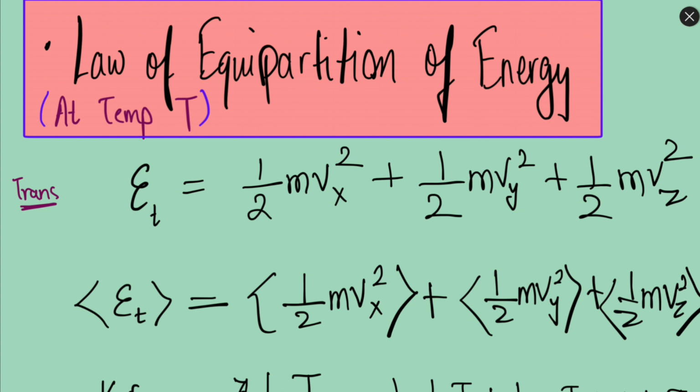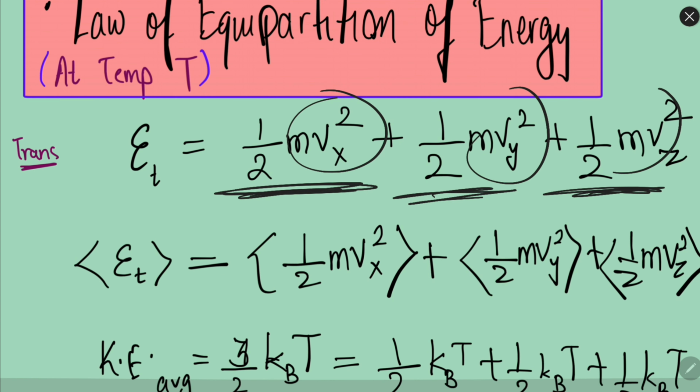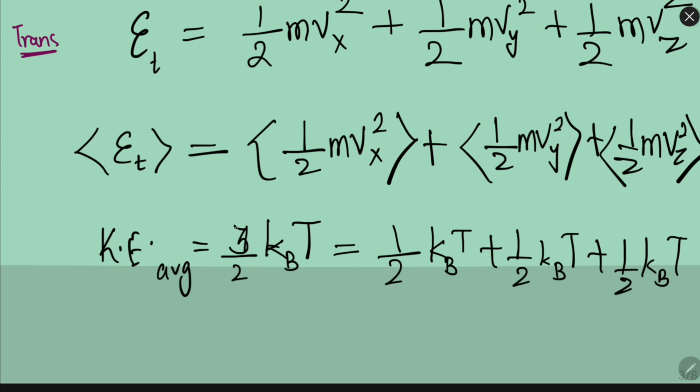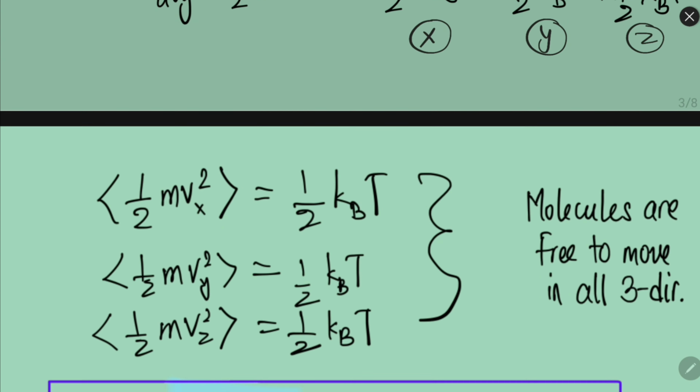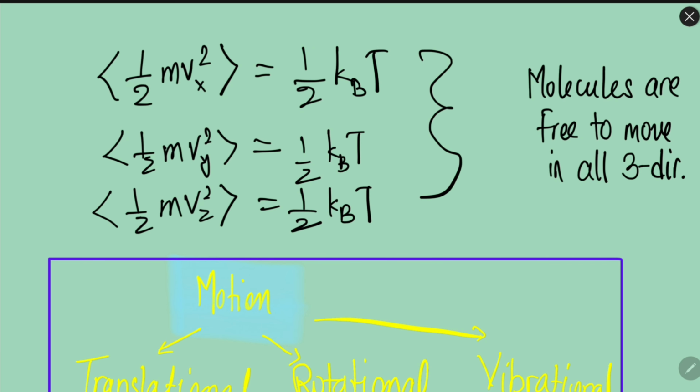For example, we have kinetic energy, translational kinetic energy. So translational kinetic energy will be equally divided into all three components, x, y and z. We know that average kinetic energy is given by 3/2 kBT. So this means half kBT for x, half kBT for y and half kBT for z component. Similarly, average kinetic energy can be written like this.